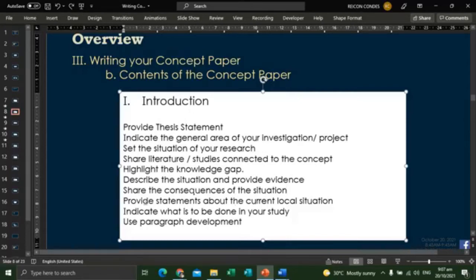Diba? And then, provide a statement about the current local situation. Dito, yung mas specific na ating kailangang mai-share na nangyayari na gusto nating i-address. And then indicate what is to be done.